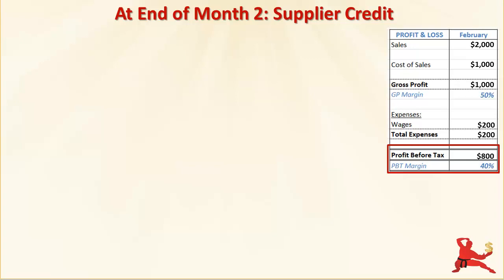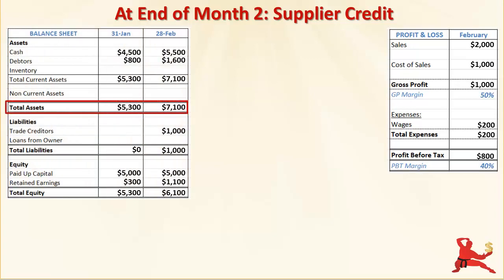The fact that you got credit terms from your supplier has no impact on your profit and loss. The use of credit terms, or for that matter, the extension of credit terms by you to your customers, only has implications for your balance sheet and cash flow.